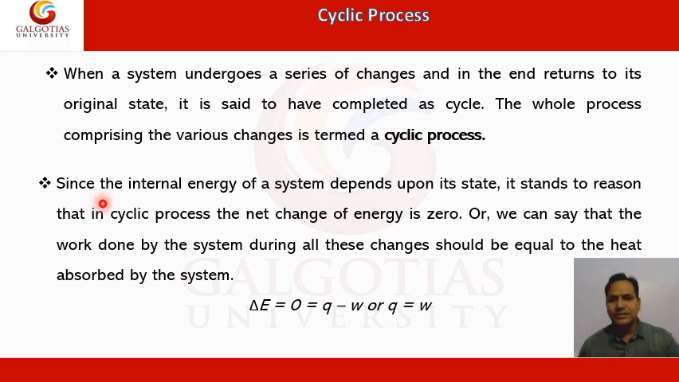Since the internal energy of a system depends upon its state, it stands to reason that in a cyclic process the net change of energy is zero, or we can say that the work done by the system during all these changes should be equal to the heat absorbed by the system. Showing here delta E is equal to zero is equal to Q minus W, or Q equal to W. So work done is equal to heat.